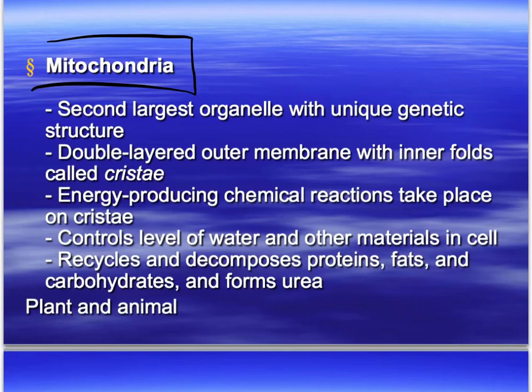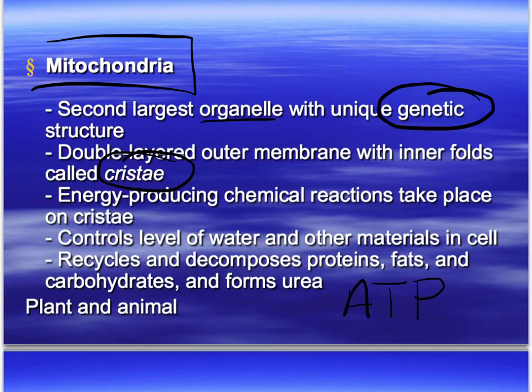The mitochondria we're going to talk about often when we talk about cellular respiration and how your body makes energy. This is the second largest organelle. It has a unique genetic structure, and when you read about endosymbiotic relationship or endosymbiosis, you're going to read about how genetic structure has to do with the mitochondria. This is a double-layered membrane. It has these inner folds called cristae, which I had mentioned in the previous slide or several slides ago. What happens inside of the mitochondria is that energy is produced, energy in the form of what we call ATP, or adenosine triphosphate. We'll talk more about that later.